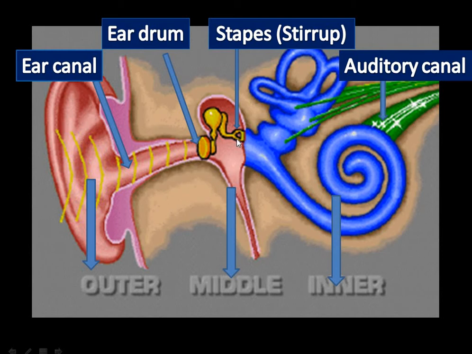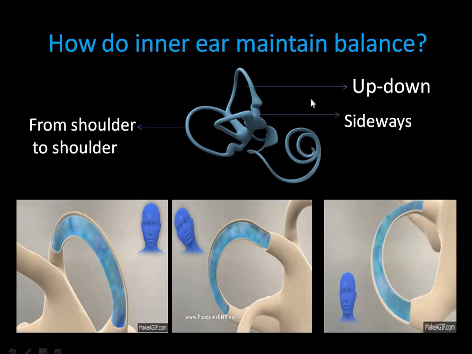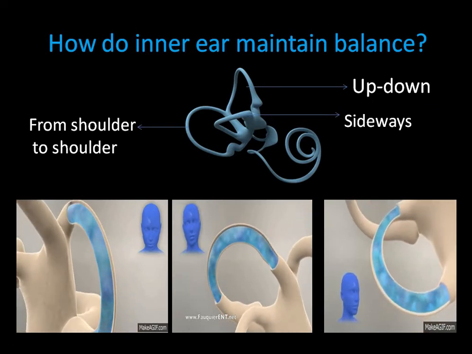This third bone here, or stapes or stirrup, starts to move. When it is moving, it moves the inner ear. This inner ear, or cochlea, starts moving. And then through the auditory canal, or you can say the auditory nerve, the message is sent to the brain. Right? The three structures here of the inner ear help us to maintain balance.